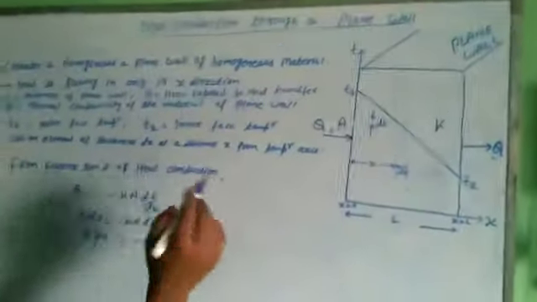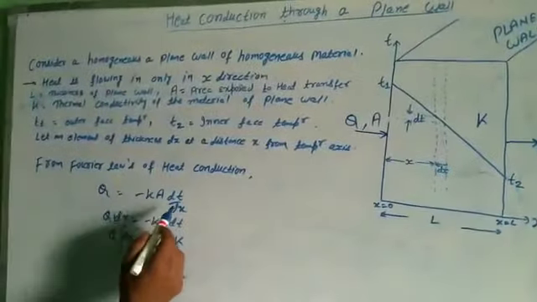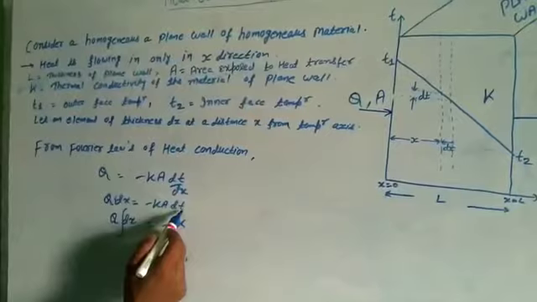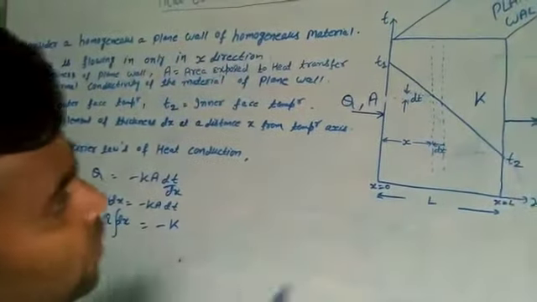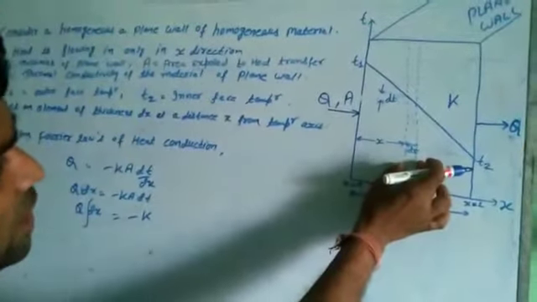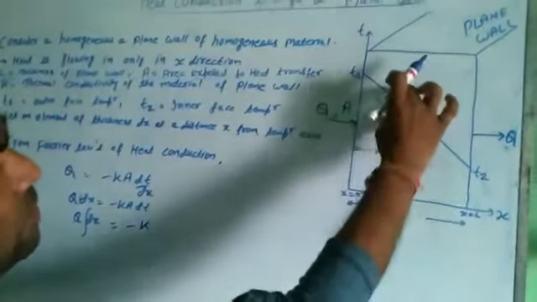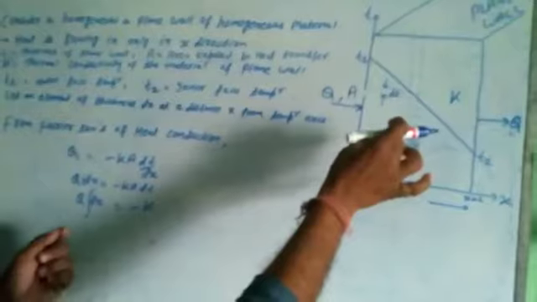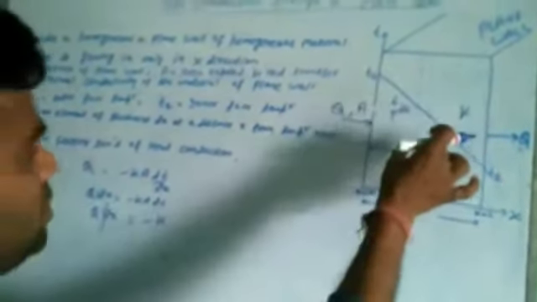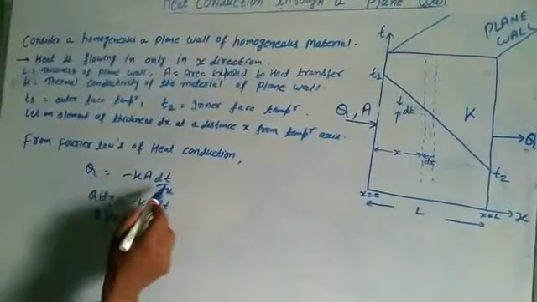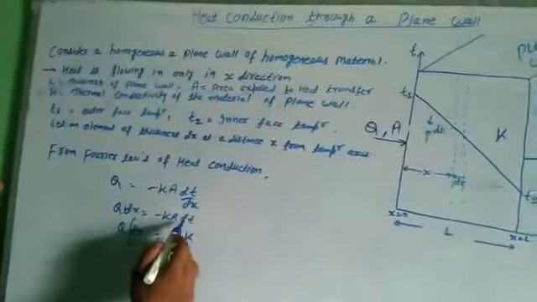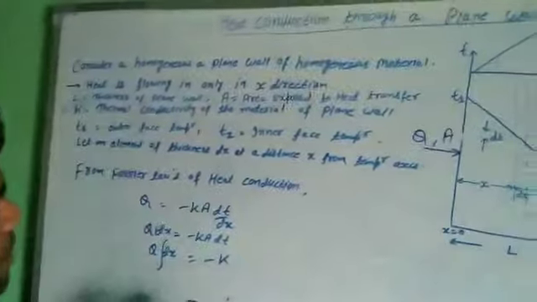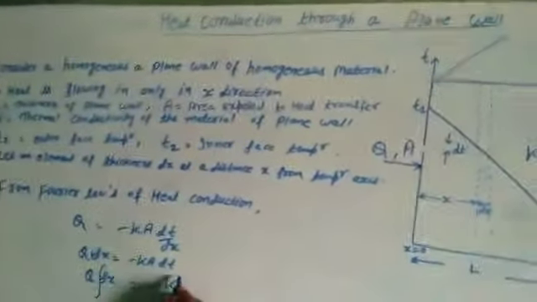From Fourier's law of heat conduction, Q is equal to minus KA dT by dx. Q dx is equal to minus KA dT. For this line dx, here the change in temperature is dT. For this element, we will apply Fourier's law. So Q is equal to minus K dT by dx, Q dx is equal to minus K dT. So integrating both sides by taking suitable boundary conditions.